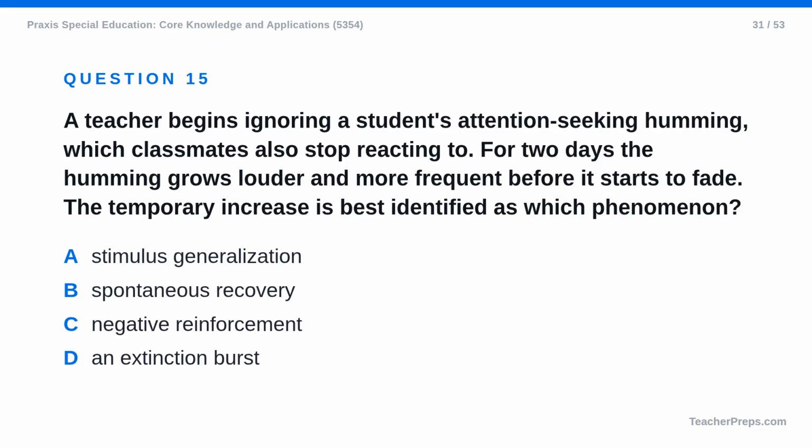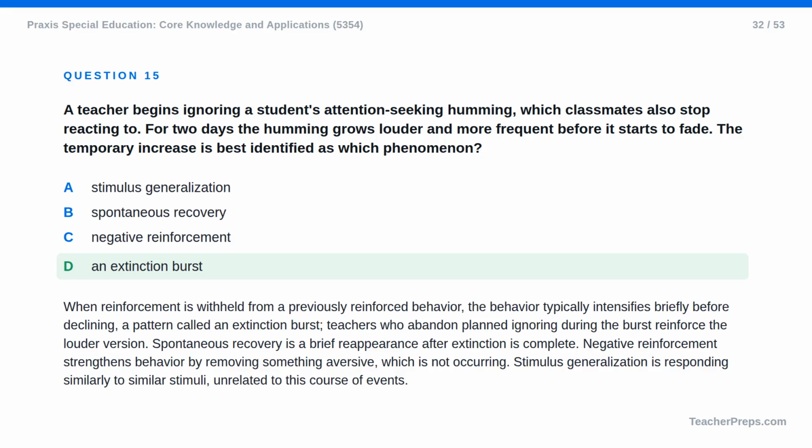Question 15. A teacher begins ignoring a student's attention-seeking humming, which classmates also stop reacting to. For 2 days, the humming grows louder and more frequent before it starts to fade. The temporary increase is best identified as which phenomenon? Pause the video and select the best answer. The correct answer is D.